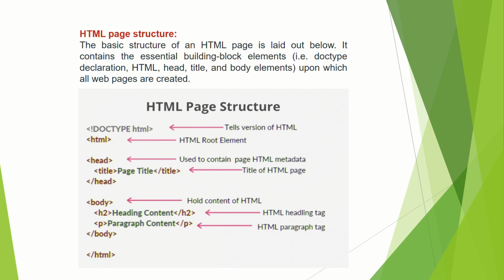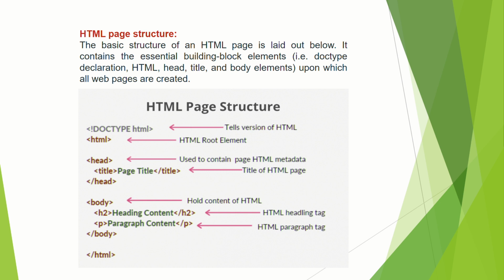Now let us look at the page structure of HTML. The basic structure of an HTML page is laid out below. It contains the essential building block elements, that is, doctype declaration, HTML, head, title, and body elements, upon which all web pages are created. For example, doctype HTML. This tells the version of HTML on which the HTML is working. HTML tag, it is the start and the end of all the HTML codes.